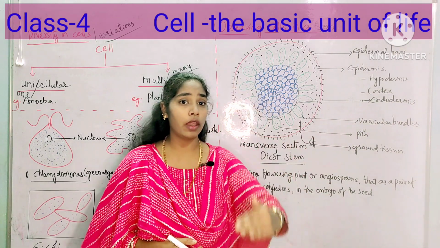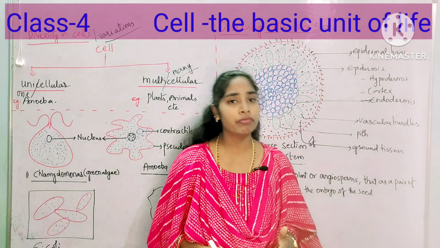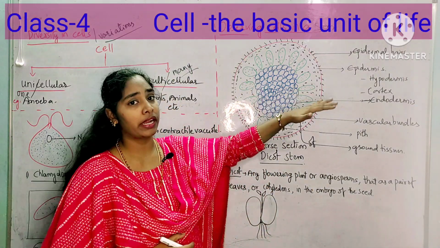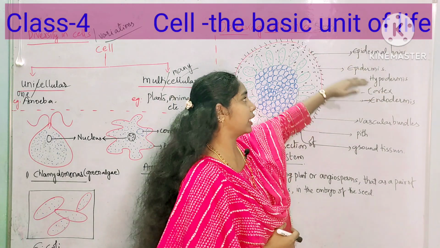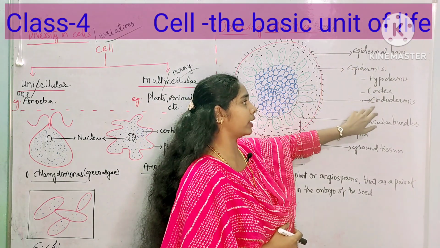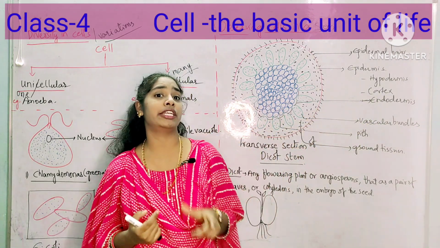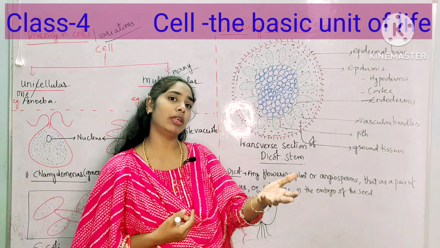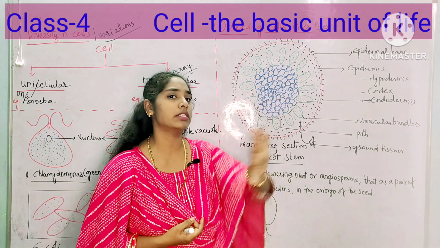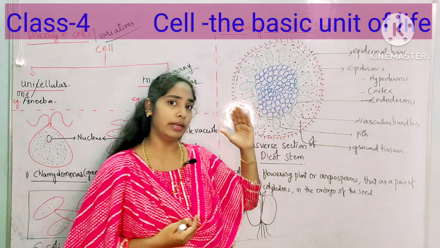We will discuss all these parts when we discuss plant tissue, but now you have to know at least these names, that is epidermis, hypodermis, cortex and endodermis. These are the inner layers of dermal tissue. The outermost layer of a plant is called dermal tissue. Dermal tissue is again divided into epidermis, hypodermis, cortex and endodermis.